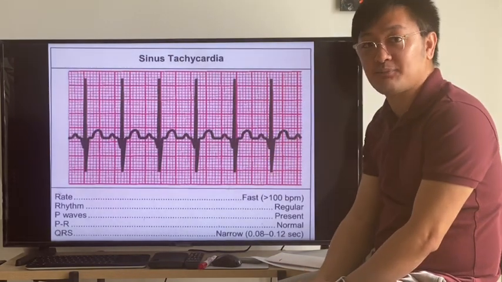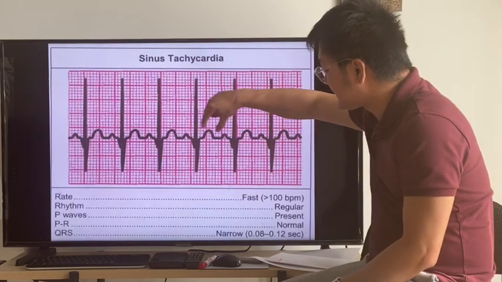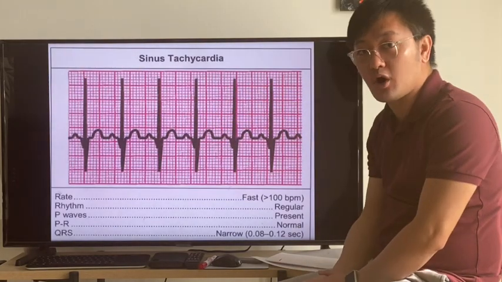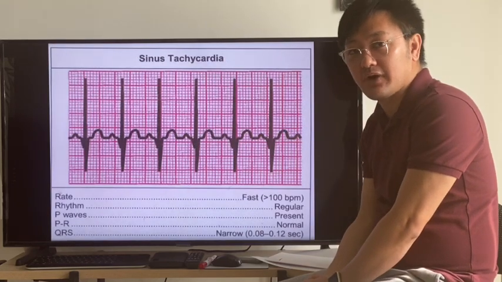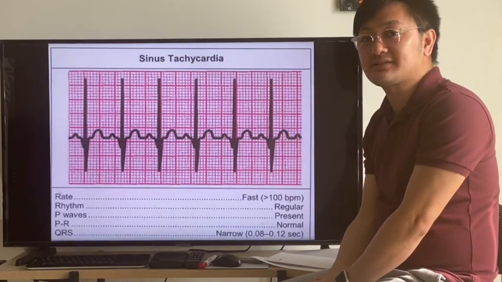1, 2, 3. 3 small boxes. Question, is the PR interval here normal? Yes, it is. Normal PR interval. Heart rate is more than 100. Waves are complete.